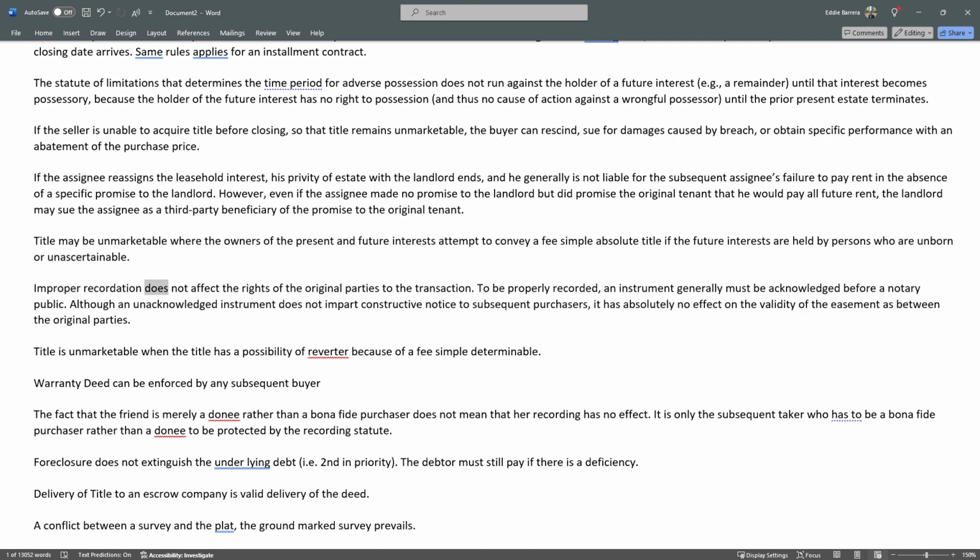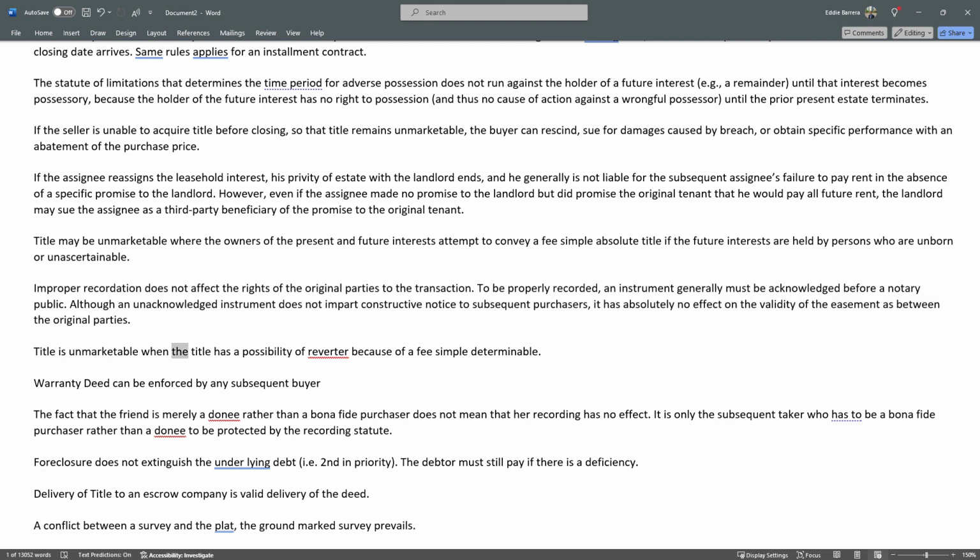Improper recordation does not affect the rights of the original parties to the transaction. To be properly recorded, an instrument generally must be acknowledged before a notary public. Although an unacknowledged instrument does not impart constructive notice to subsequent purchasers, it has absolutely no effect on the validity of the easement as between the original parties.